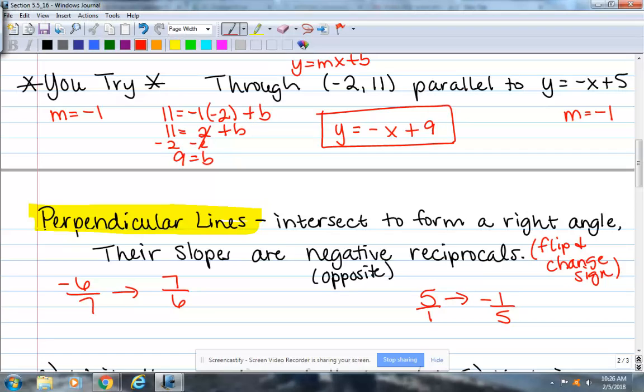Does that make sense? Is everybody okay with how we get an opposite reciprocal? You flip it and you change the sign.